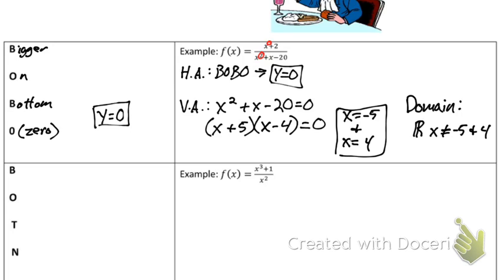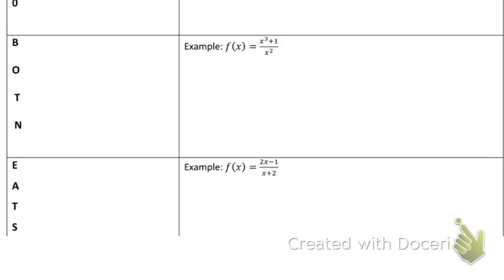Bigger on top, that's the hardest one. That is one we do not want to see on a test because that means we have to do extra work. And in fact, we have a whole section. If you turn the page, we'll just say what we're going to do with bigger on top. Bigger on top means there's none. There is no horizontal asymptote. So none stands for no horizontal asymptote.